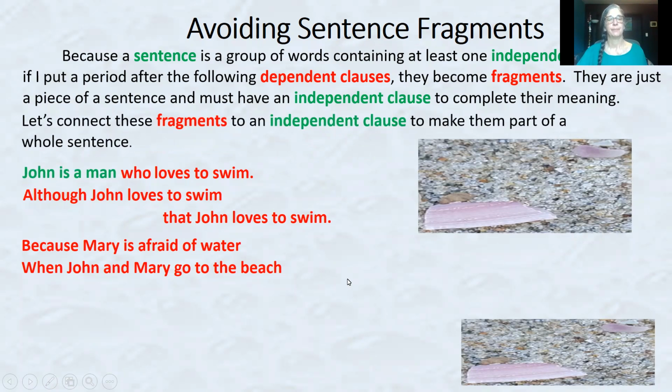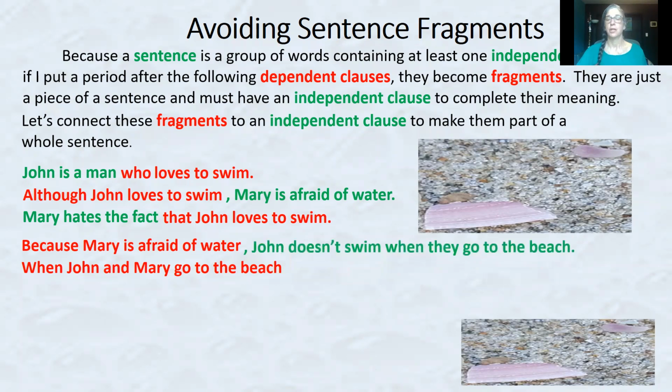John is a man who loves to swim. The green is the independent clause, the red is the dependent clause. Although John loves to swim, Mary is afraid of water. Mary hates the fact that John loves to swim. Because Mary is afraid of water, John doesn't swim when they go to the beach. When John and Mary go to the beach, they stay on the shore together. Notice how each of these became a complete sentence as soon as I added the independent clause.